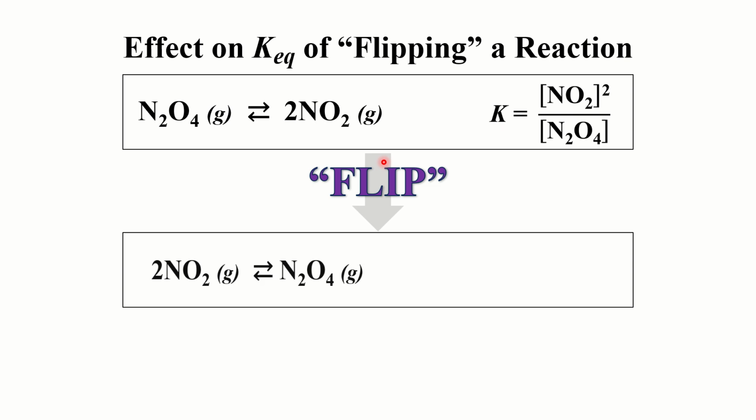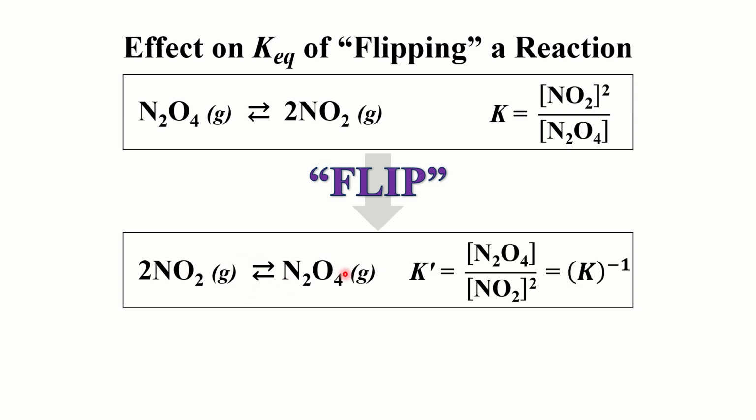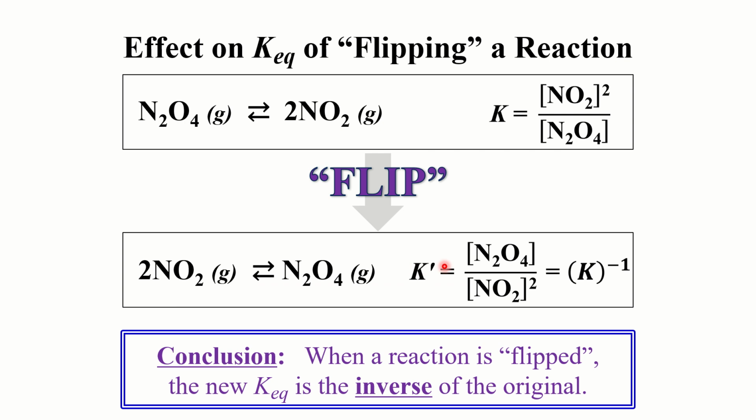What if I were to flip the reaction? So if I flip this reaction and reverse it and make it 2NO2 forms N2O4, my K expression, I'm going to call this K prime to represent a new reaction. K prime equals N2O4 over NO2 squared. You'll notice that this expression is the same as this, just flipped. So the new K value, or K prime, is equal to the original K value to the -1 power.